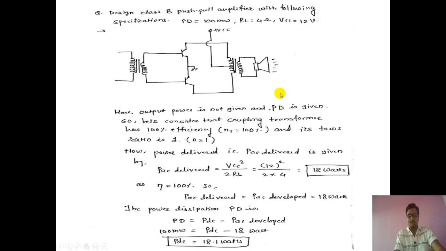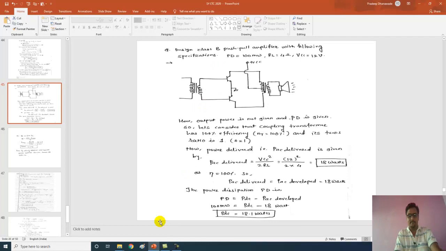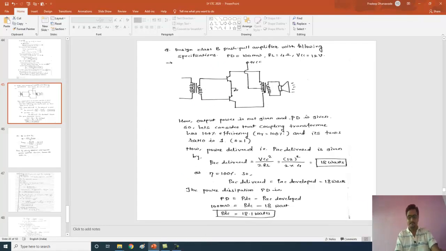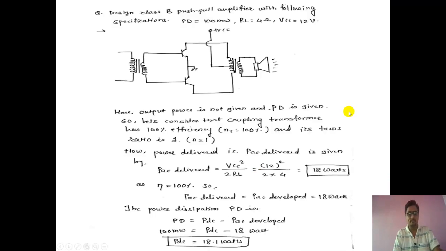Let's start. Here also, intentionally, I am connecting a loudspeaker as a load. Two transistors are of the same type, emitters are connected. It is a push-pull amplifier. Okay, let's rejoin. It's the circuit diagram for the class B push-pull amplifier.